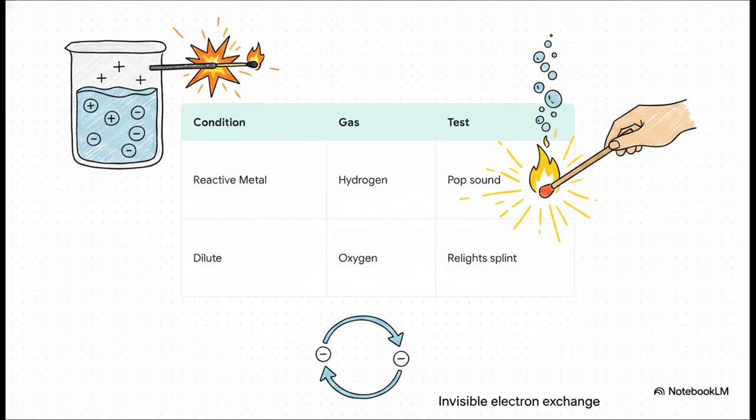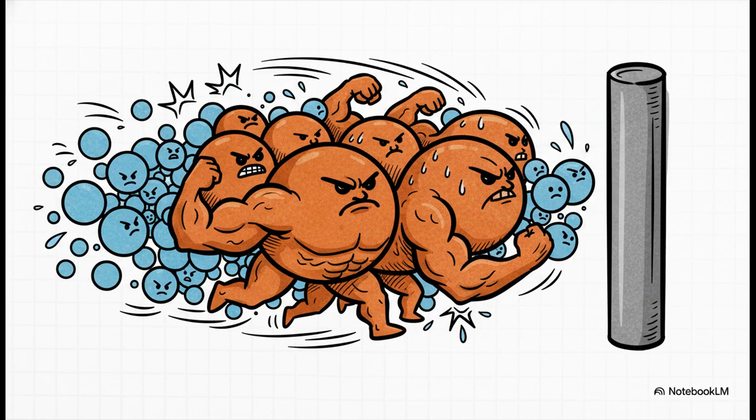To test for this, you take a wooden splint that is just barely glowing red, plunge it into the gas, and watch it miraculously burst back into a bright flame. It's super sensory, it's absolute, and it perfectly proves that the invisible electron exchange is actually happening right in front of us. But, as anyone studying this stuff knows, you absolutely need a bulletproof mental rulebook. And that means we have to acknowledge the primary exception.